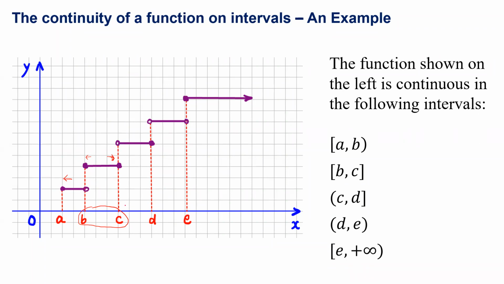And similarly, let's consider the next interval, for example, from C to D. First of all, this function is continuous in the open interval from C to D, right? And second, this function is right continuous at C and left continuous at D. Therefore, we say this function is continuous in the interval from C exclusive to D inclusive. And you can use the same method to verify the other intervals.